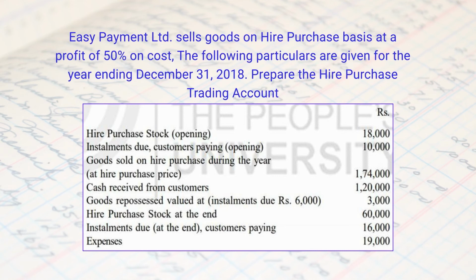Hire purchase stock at the end is 60,000. Installment due, this is the closing balance of installment due, that is 16,000, and opening balance was 10,000. Expense is 19,000. So, these are the information which have been provided to us. On the basis of this information, we will calculate the net profit or loss under the hire purchase system for the goods which are of small values.